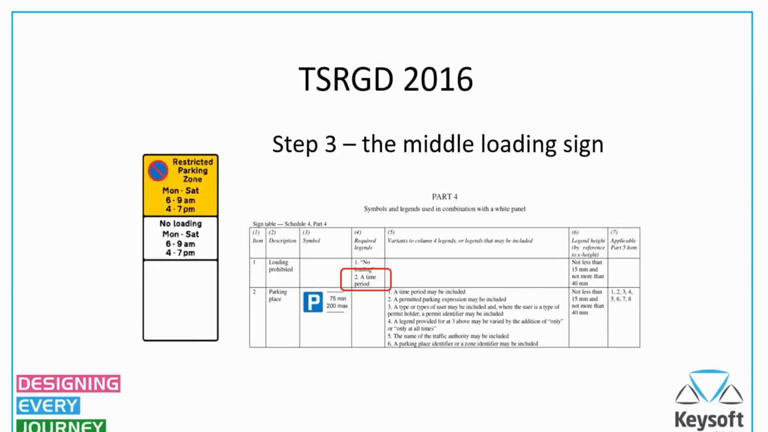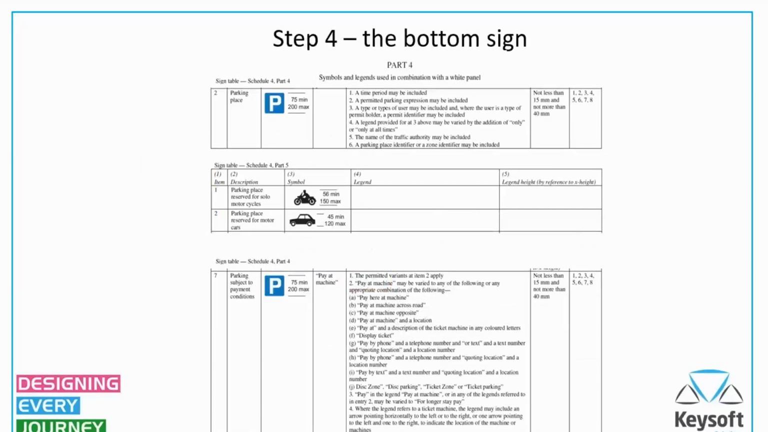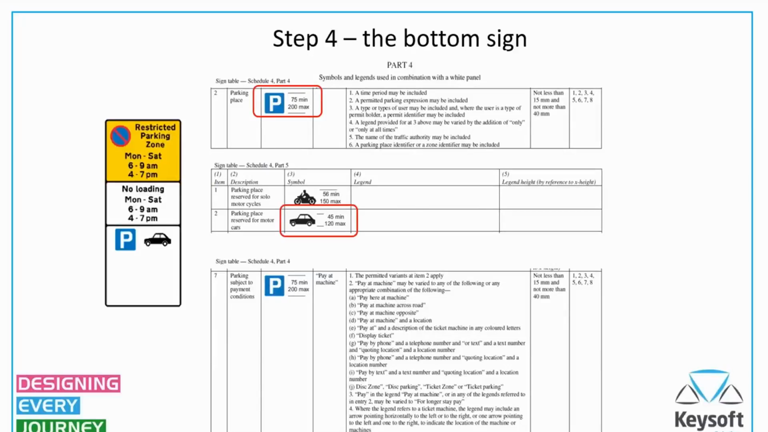So let's move on now to step 4, which is the bottom part of the sign. There's a few more paragraphs and items that you need to look through on this. So first thing I need to think about is on the bottom of the sign, I'm going to have a P symbol and a car symbol. And you can see the P symbol is in item 2 to do with parking places, and it shows a minimum 75 and maximum 200. But when it comes to the car, it's not in Schedule 4 Part 4, it's in Schedule 4 Part 5, item 2. And that shows you can put a car between 45 millimetres and 120 millimetres.